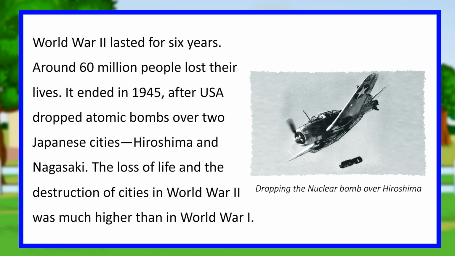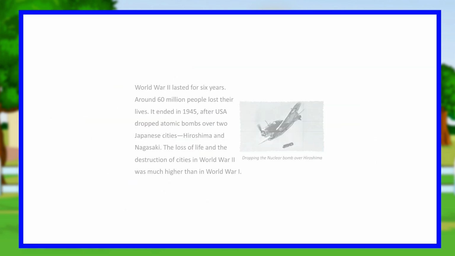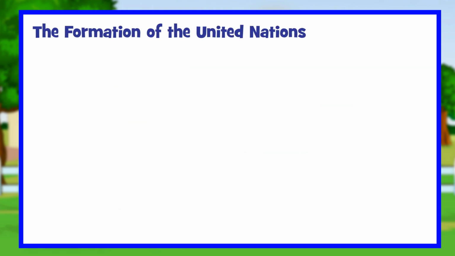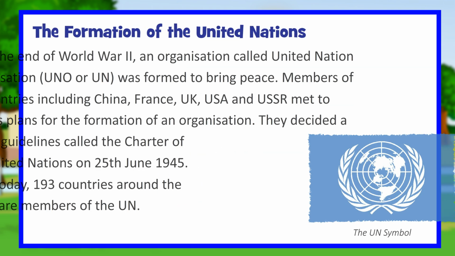World War II lasted for 6 years. Around 60 million people lost their lives. It ended in 1945, after the USA dropped atomic bombs over 2 Japanese cities, Hiroshima and Nagasaki. The loss of life and the destruction of cities in World War II was much higher than in World War I. The formation of the United Nations.